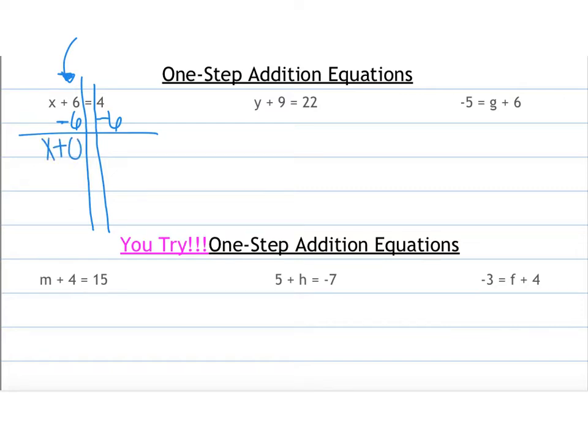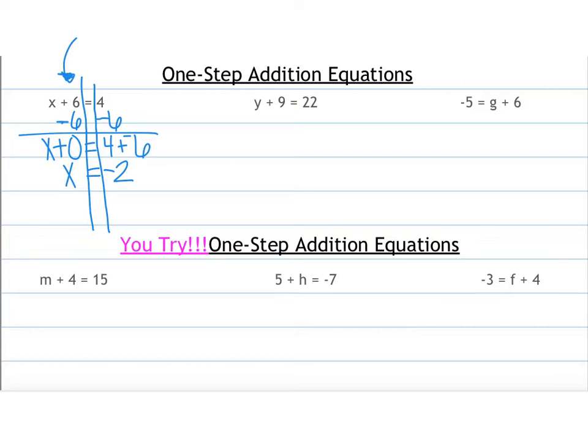So I have x plus 0. And then I have 4 minus 6. And I'm just going to rewrite this here just so I can see that 4 minus 6 is the same as 4 plus negative 6. I know x plus 0 is just x. 4 plus negative 6 is negative 2.